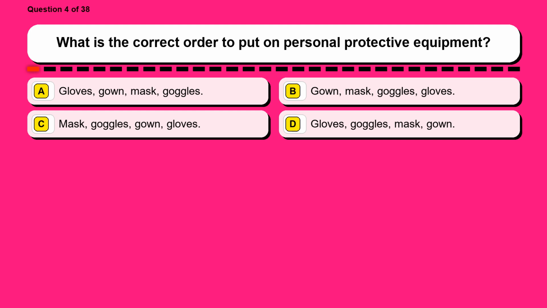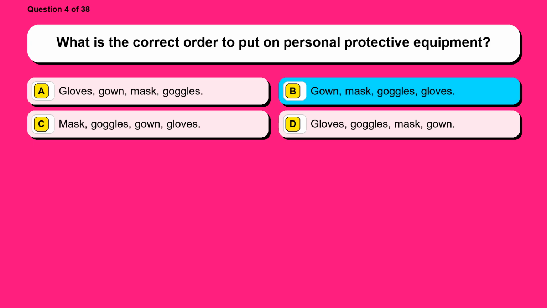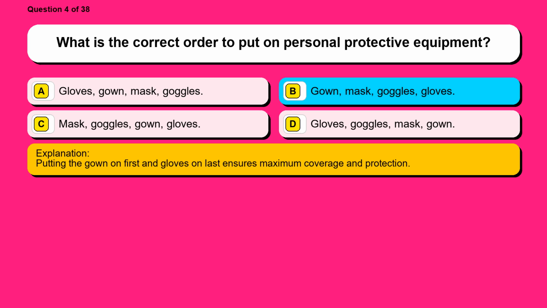Question 4. What is the correct order to put on personal protective equipment? Option A. Gloves, gown, mask, goggles. Option B. Gown, mask, goggles, gloves. Option C. Mask, goggles, gown, gloves. Option D. Gloves, goggles, mask, gown. The correct answer is option B. Gown, mask, goggles, gloves. Putting the gown on first and gloves on last ensures maximum coverage and protection.